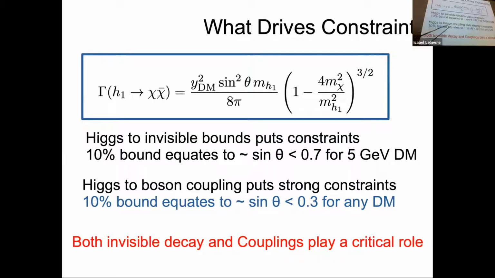The Higgs couplings, which I didn't talk about, also put strong constraints, right? We get modifications in the Higgs couplings at the order of 1 minus cosine theta. And then a 10% bound, you can play with the math, would give you a sensitivity to sine theta of 0.3 for any dark matter mass, because the coupling gets modified, and the dark matter mass is not there. It just gets modified by cosine theta. The dark matter doesn't play a role. So you can get constraints from just the Higgs couplings themselves.